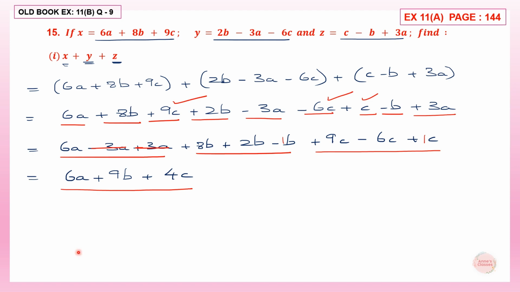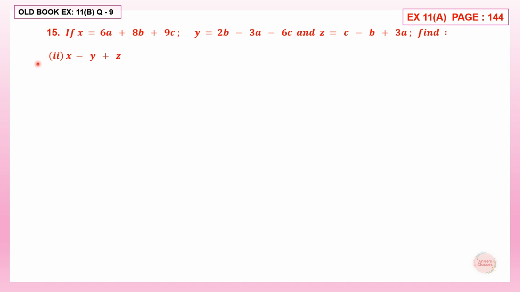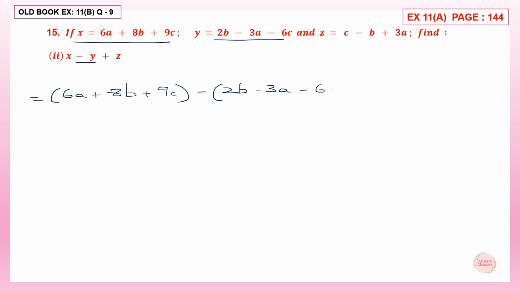So this is the first question from question 9. Now, the second question is the same thing. We have the same values for x, y and z. We have to work out this x minus y plus z. So again, let's write the values for x. X is this much. So 6a plus 8b plus 9c. Now we have minus y. So minus and write the whole of y inside. So that will be 2b minus 3a minus 6c. Then we have plus z. So plus, write all these values inside. That is c minus b plus 3a.